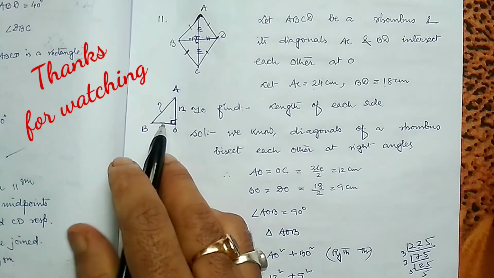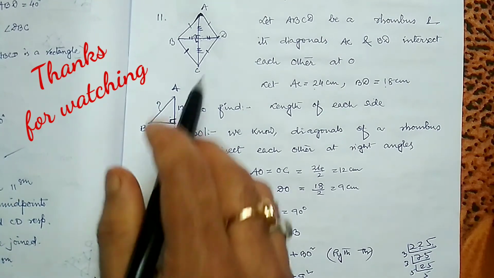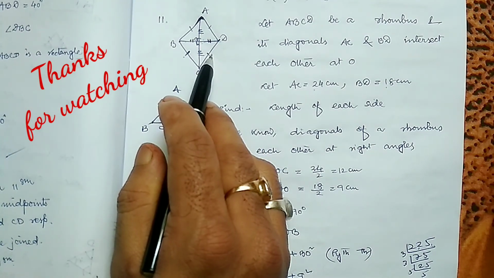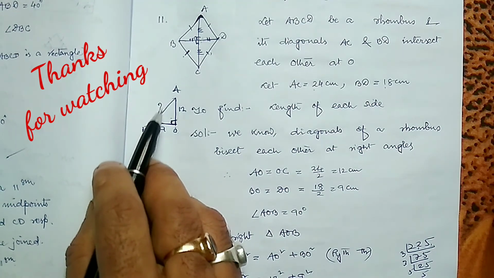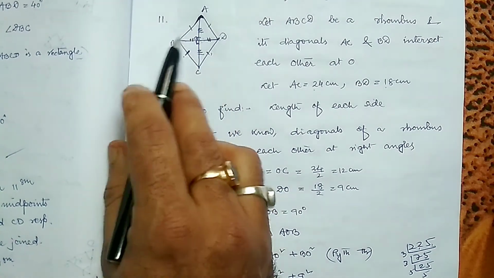And what is AB? AB is one of the sides of a rhombus, and we know all the sides of a rhombus are equal. Since we got AB equals 15, that means each side of the rhombus is 15.